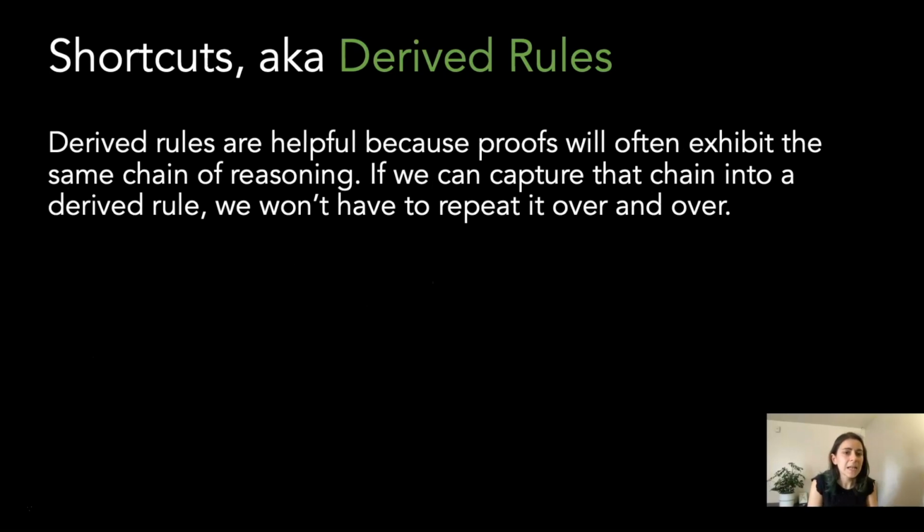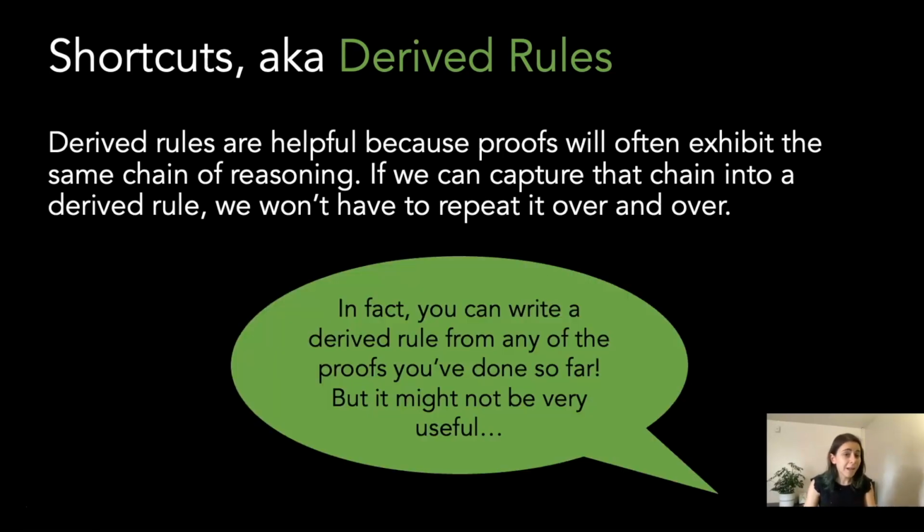The idea is they can be helpful because proofs will often exhibit similar chains of reasoning. And if we can capture that chain of reasoning into a derived rule, we won't have to repeat it over and over again. In fact, any proof you've done so far, you can give it a special name. You can even call it your own name. And you can appeal to it in any further proof. It just might not be as useful as some of these other derived rules will be.